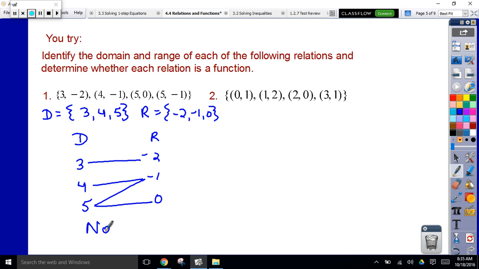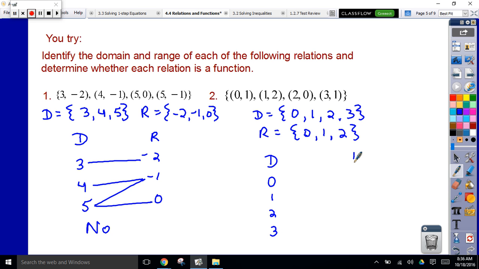Okay, number 2, Zan, give me the domain, please. Good, and the range? Cat. 1, 2, and 0. Okay, I'm going to start it with 0, 1, 2, just to write the numbers in order. So my domain, I have 0, 1, 2, 3. Range, I have 0, 1, 2. 0 goes to 1, 1 goes to 2, 2 goes to 0, and 3 goes to 1.